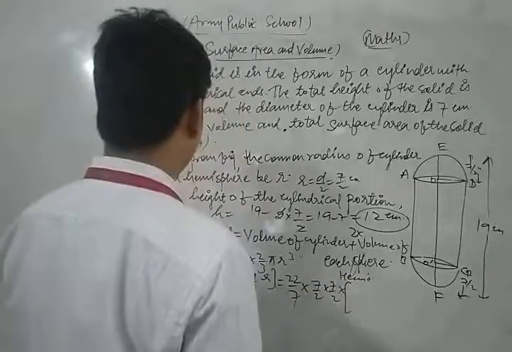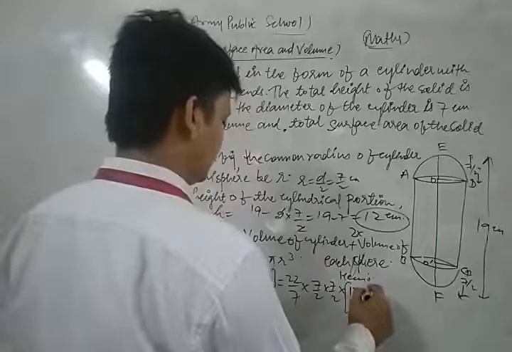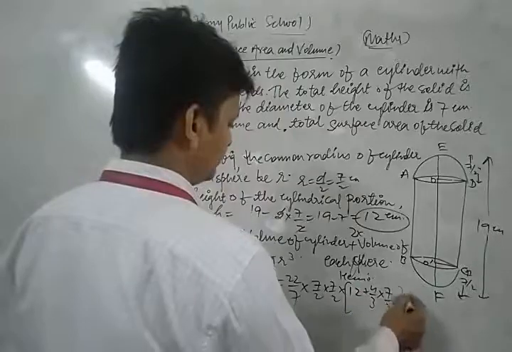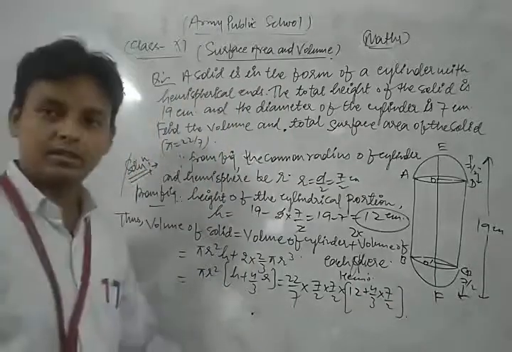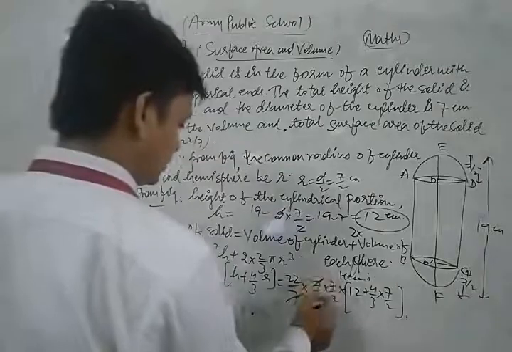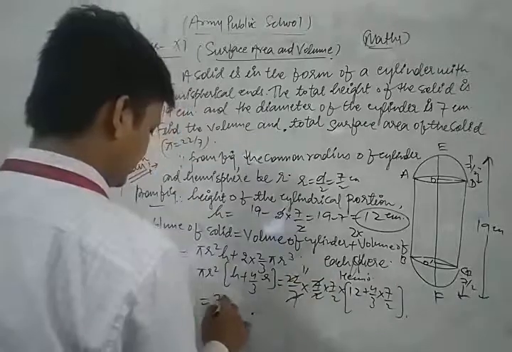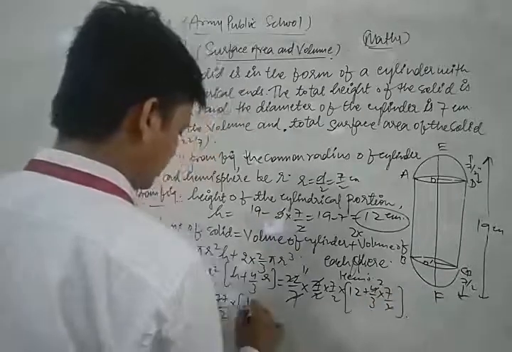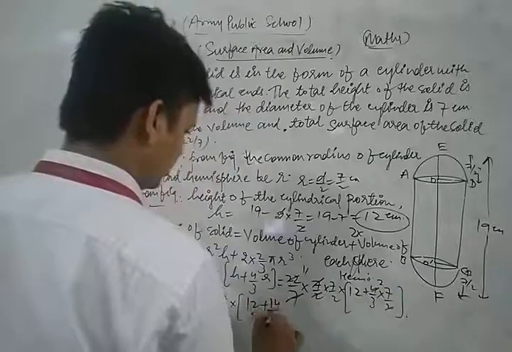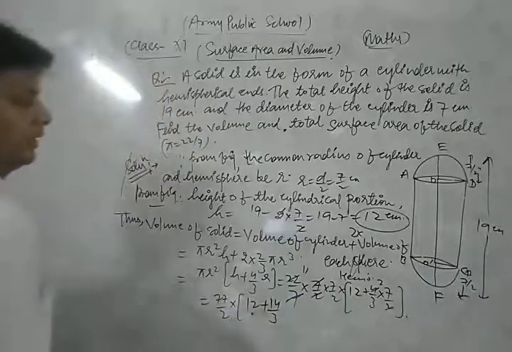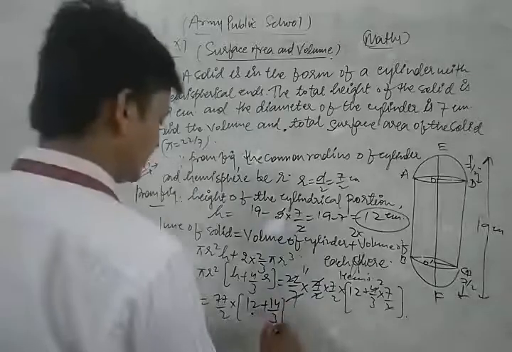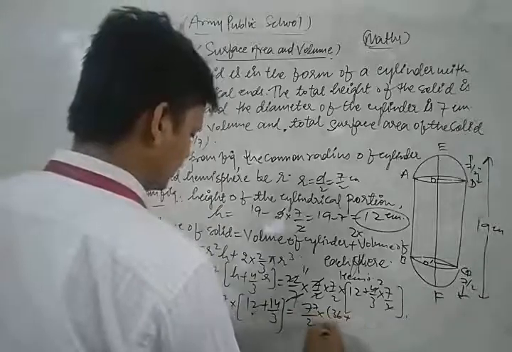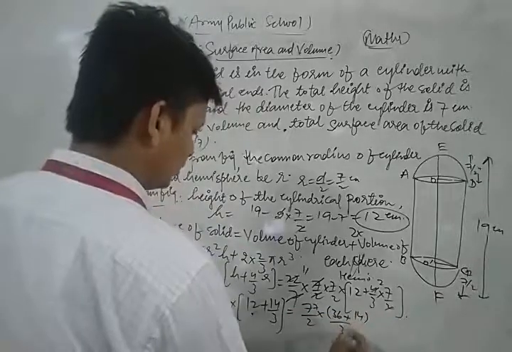Value of h is what? Height of the cylinder is 12, plus 4 by 3 into r, which is 7 by 2. Now we simplify them. 7 cancels with 7. 11 sevens are 77 upon 2 into 2 twos are 4, so 12 plus 14 upon 3. Now we take the LCM as 3, so 77 upon 2 into 36 plus 14 upon 3.